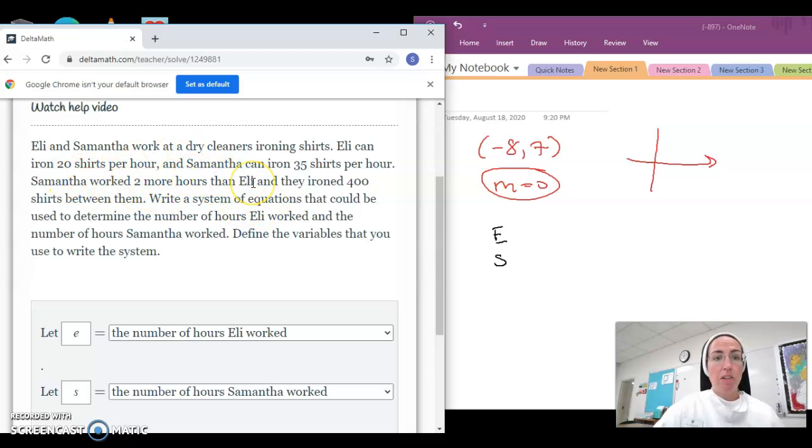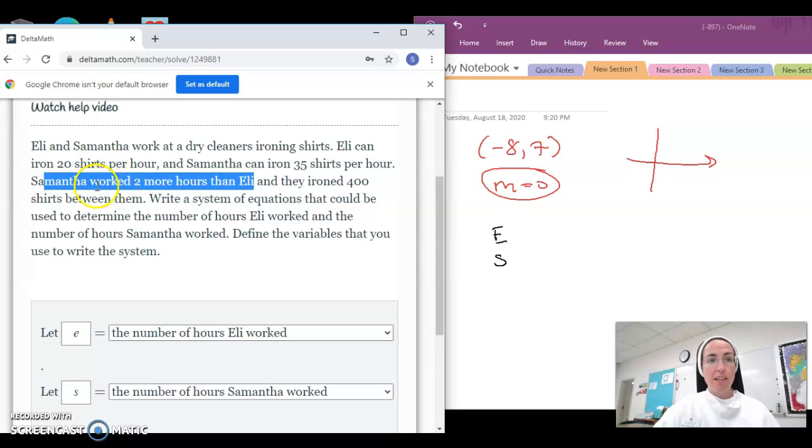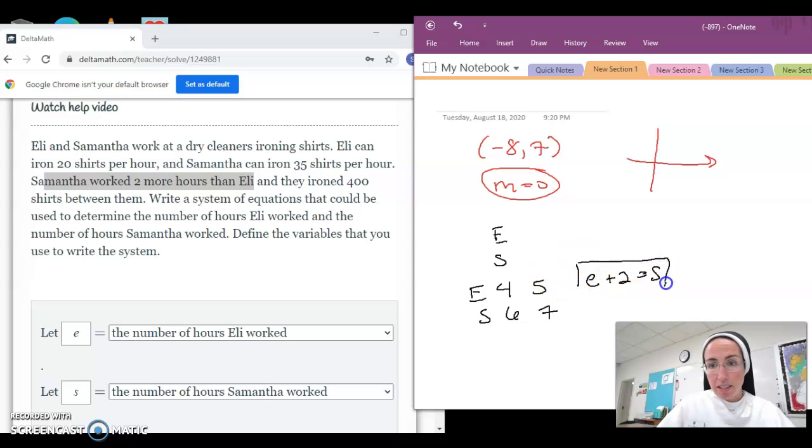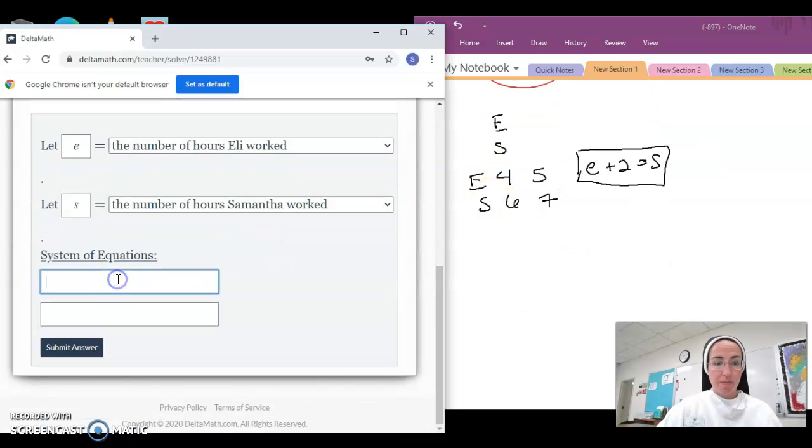Samantha worked 2 more hours than Eli. I went straight here because I'm looking for information that connects the amount that Samantha worked and the amount that Eli worked. So, for example, if Eli worked for 4 hours, Samantha would have worked for 6. Eli worked for 5 hours, Samantha worked for 7. So whatever Eli worked, I add 2 to that and it gives me Samantha. So one of my equations has to be E plus 2 equals S. So put that one down. E plus 2 equals S.